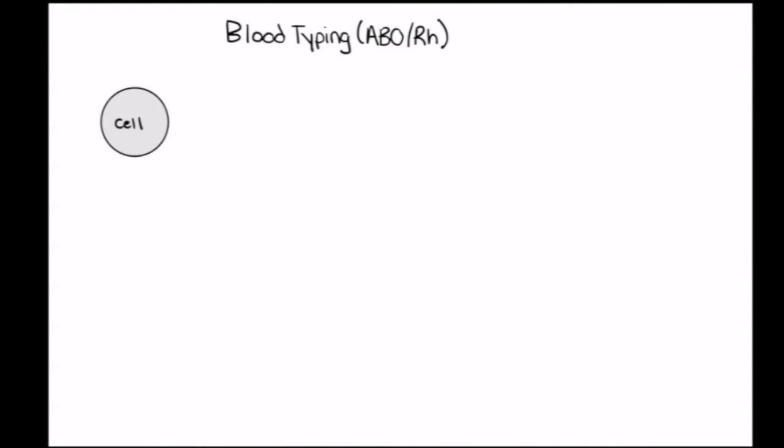Every cell expresses on the cell surface molecules known as antigens, which we're going to abbreviate here as AG. An antigen is sort of like a molecular ID tag. In the case of the blood antigens, these are usually carbohydrates and proteins.